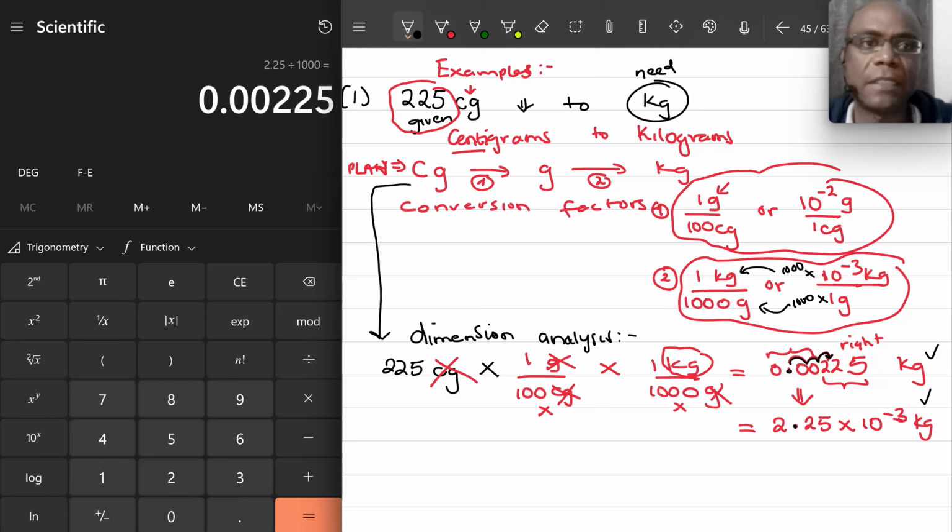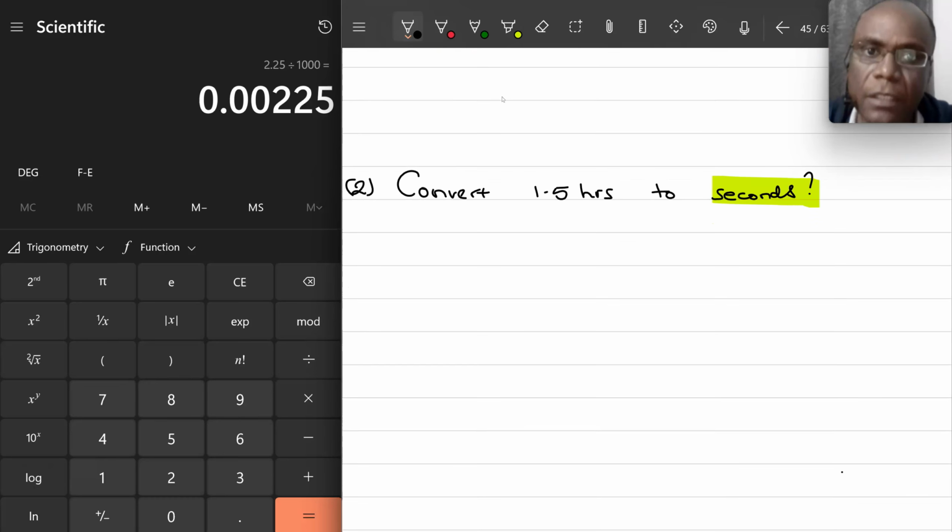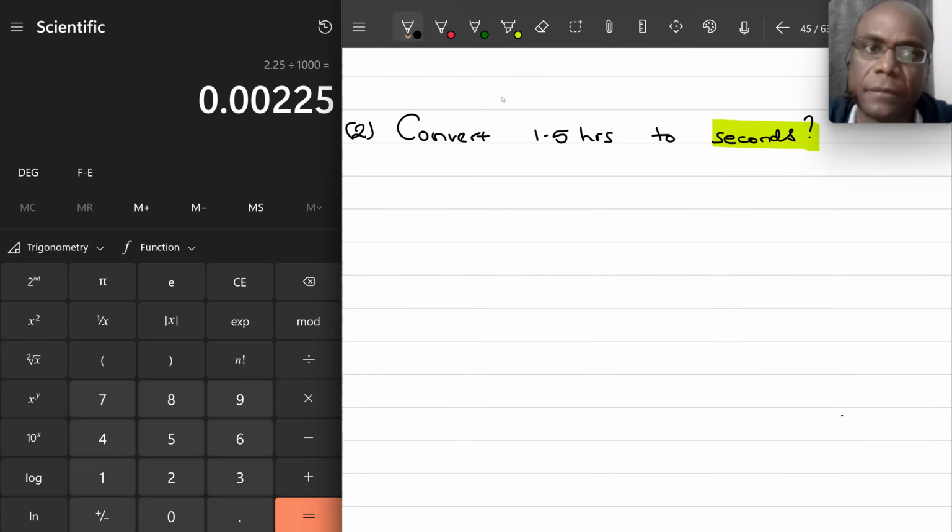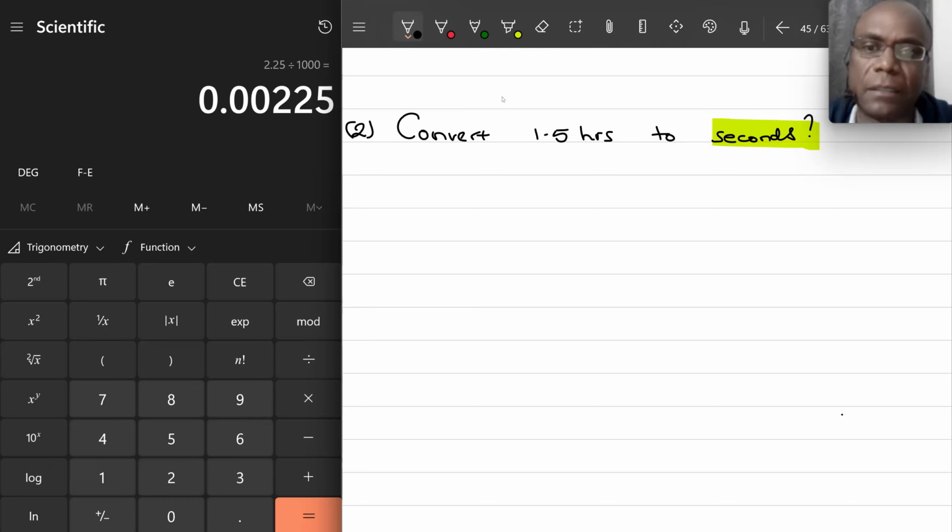So this is an example that showed you using multiple conversion factors. We ended up using 2 here. Sometimes you can even use 5. Okay, let us look at the next example.